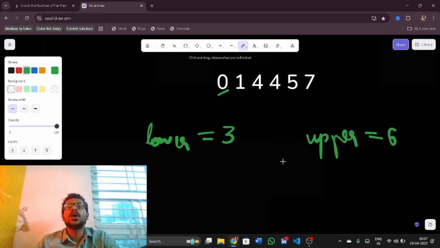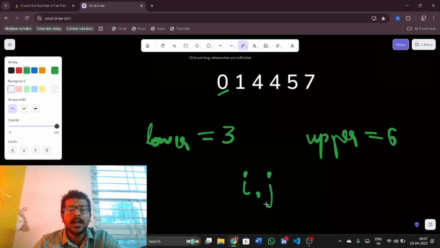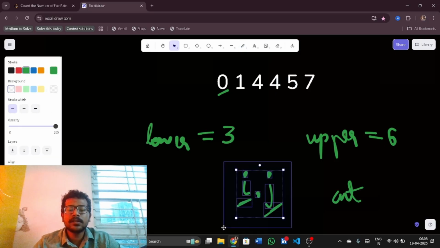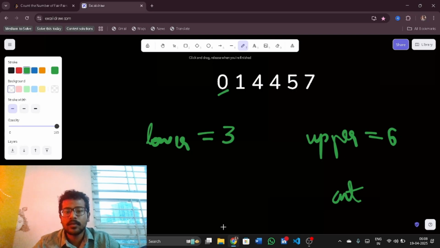What does it mean? I need i, j, the indices, not even indices. I need just the count. If we were asked for i and j, then sorting would not work here. We should not sort them. But I need the count, not the pairs. Just remember this: I need the count of pairs, not the pairs. Now lower is 3, upper is 6.